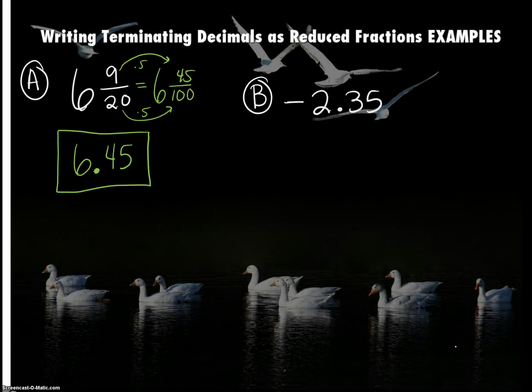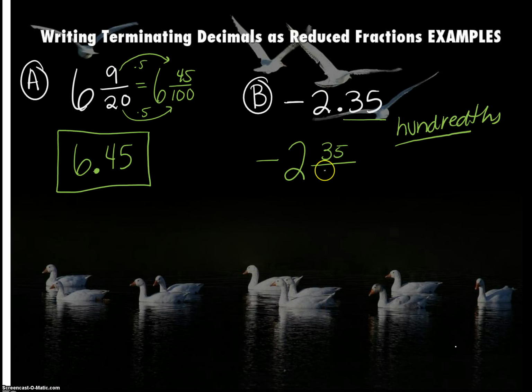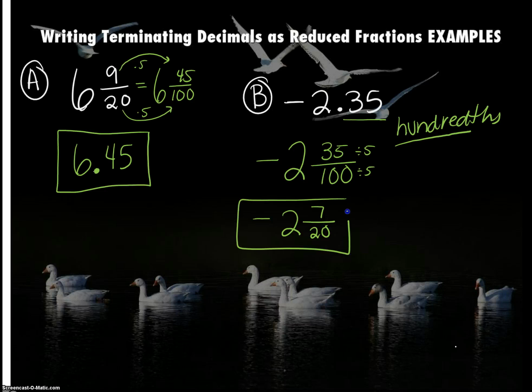On negative numbers, you just keep the negative and you say the same thing, -2, and then you say this number out loud, 35, and you say hundredths. So I'd write 35 over hundredths has the number 100 in it, so you put it over 100. And then you can reduce it by dividing by 5 over 5. You get -2 and 7/20ths as your reduced fraction.